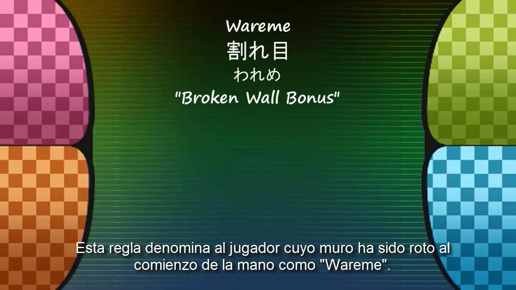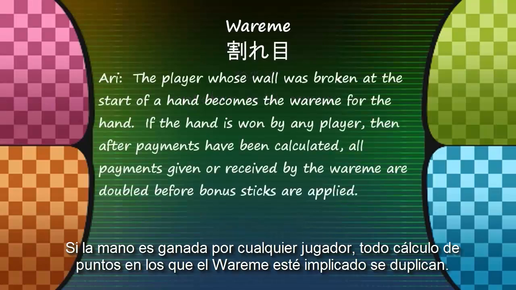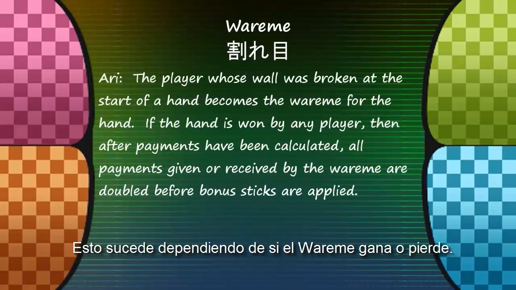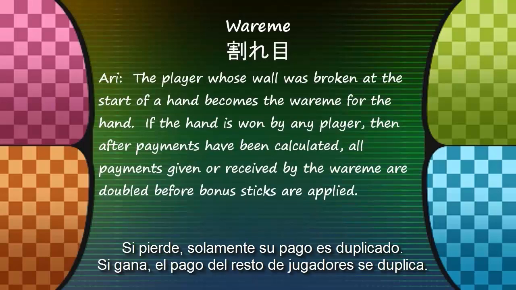Wareme. This rule dubs the player whose wall was broken at the beginning of the hand as the wareme. If the hand is won by any player, any payment calculations involving the wareme are doubled. This is true whether the wareme wins or loses. If the wareme loses, their payment only is doubled. If the wareme wins, all losing players have their payments doubled.